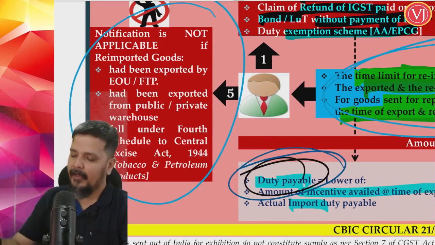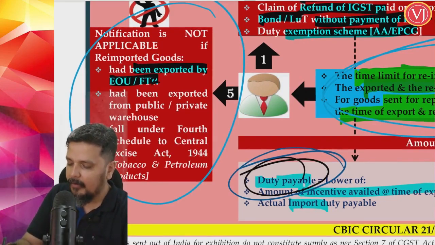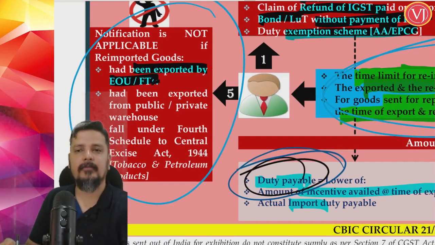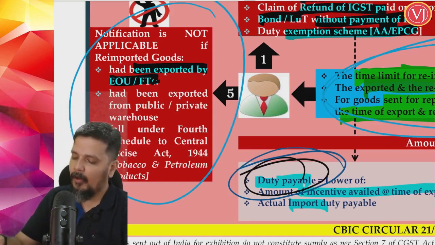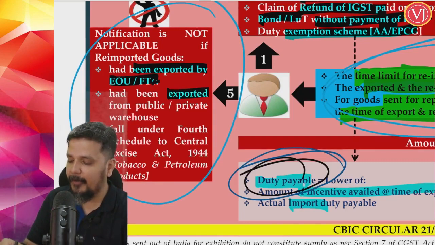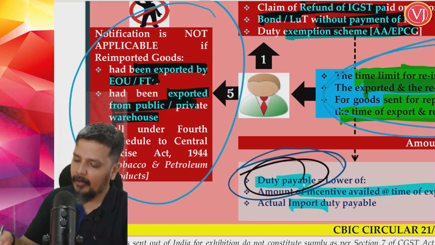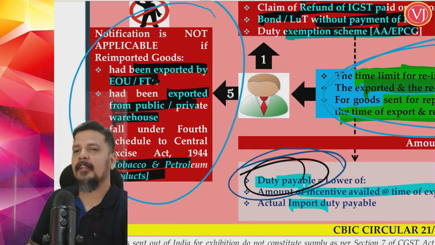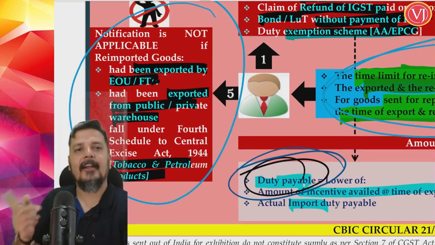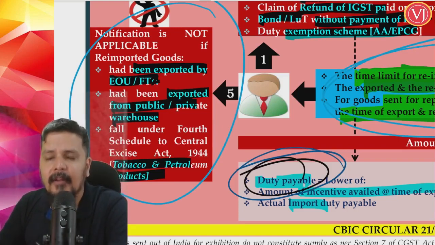What are these cases? If the goods were exported by an EOU or a free trade zone, not FTP, a free trade zone which includes SEZ. Or if the goods were exported by a public warehouse or private warehouse. Or if you're talking about petroleum and tobacco products, which are in the 4th schedule of the Central Excise Act. Central Excise Act is no more there, but excise is still there on certain items. Back to basics. Recollect those items.